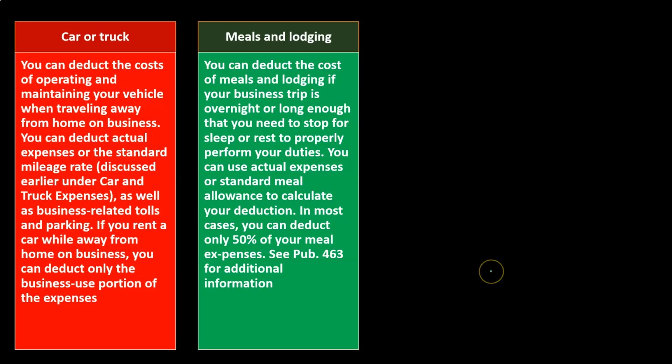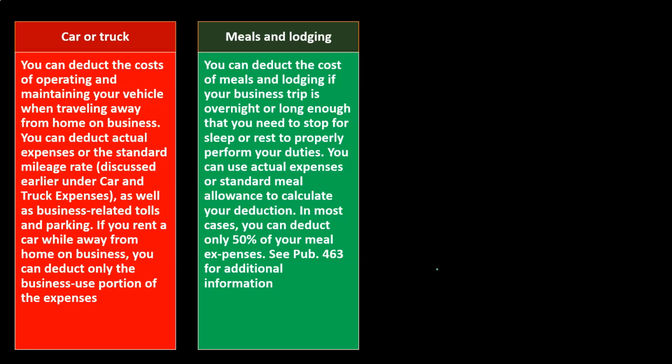Again, if you have business and personal use, you have to allocate the business usage to possibly being the deductible portion. Meals and lodging. You can deduct the cost of meals and lodging if your business trip is overnight or long enough that you need to stop for sleep or rest to properly perform your duties. You can use the actual expense or standard meal allowance to calculate your deduction. So you could look up the standard meal allowance possibly to think about the deduction that way, or use the actual expenses. In most cases, you can deduct only 50% of your meal expenses. So we have that meals could be categorized possibly limited to that 50% deduction, but you want to take a look at more detail if you have questions about that for the overnight travel, and you could take a look at Publication 463.